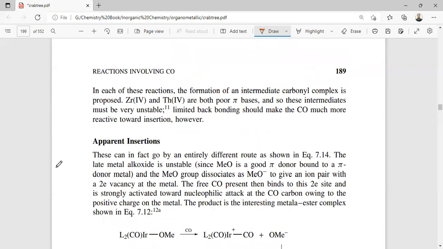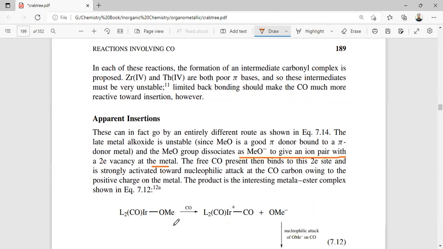So next we will discuss the apparent insertion. This can in fact go by an entirely different route. The late metal alkoxide is unstable, and the Me group dissociates as MeO minus to give an ion pair with a two-electron vacant site at the metal. The free CO present then binds to the vacant site and is strongly activated toward nucleophilic attack at the CO carbon owing to the positive charge on the metal. The product is the inserted metal ester complex.